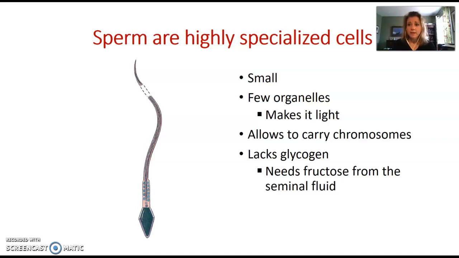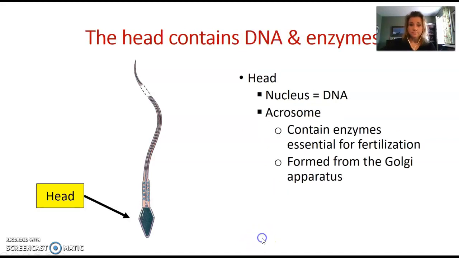The sperm lack glycogen, which means that it needs the fructose, which is found inside of the semen, which is released from the seminal vesicles. It needs the fructose from those seminal vesicles for energy in order for it to move.